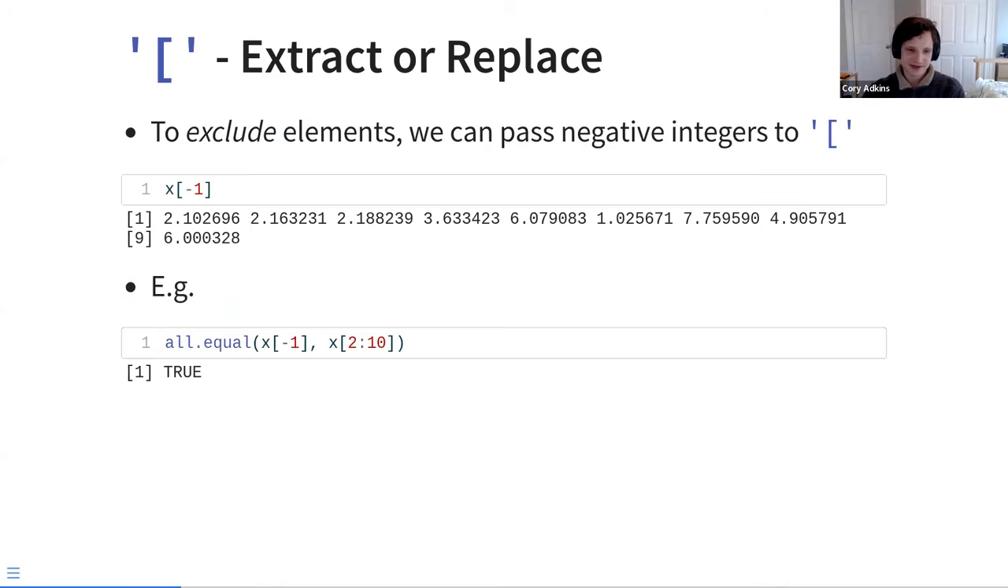Another basic: you can pass negative values to the subsetting function to remove an element. Here I passed -1 to this vector of 10 elements, and we start at the second element and go to the 10th.